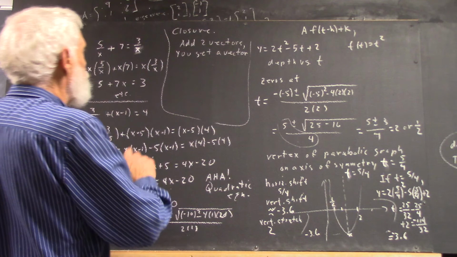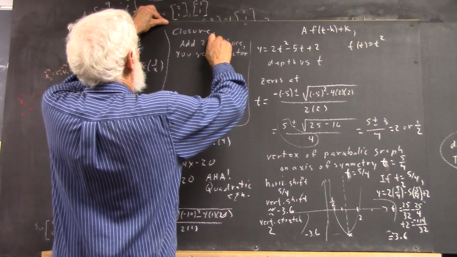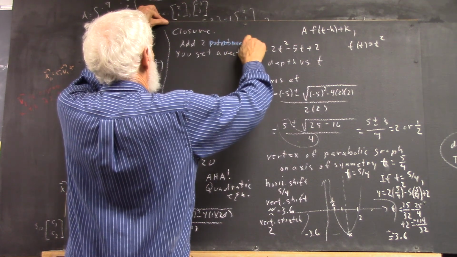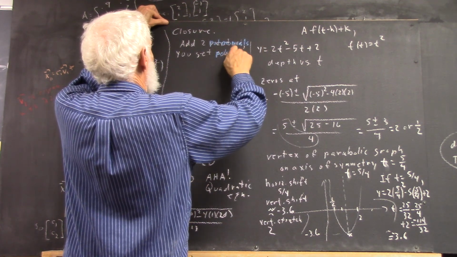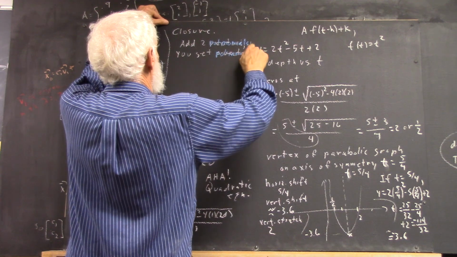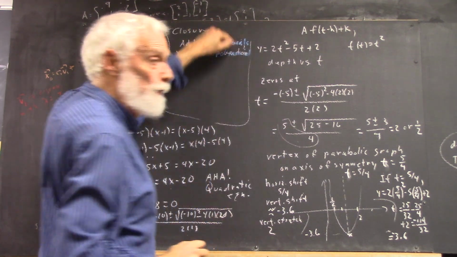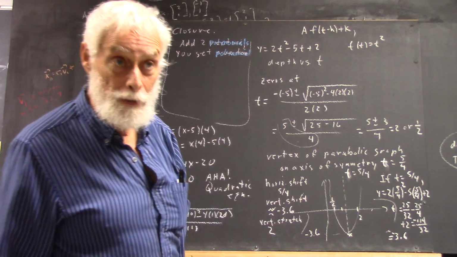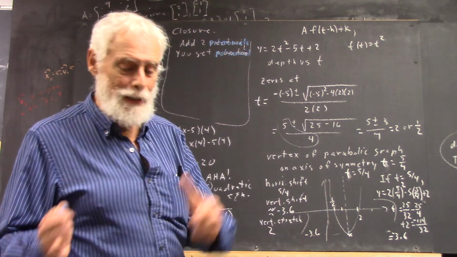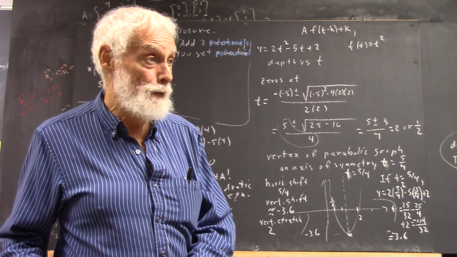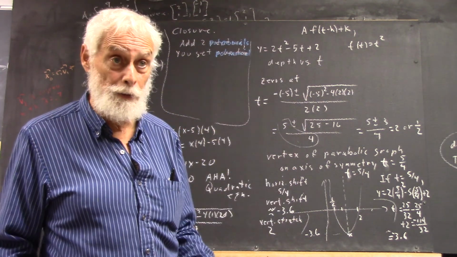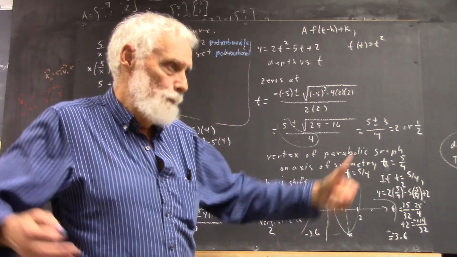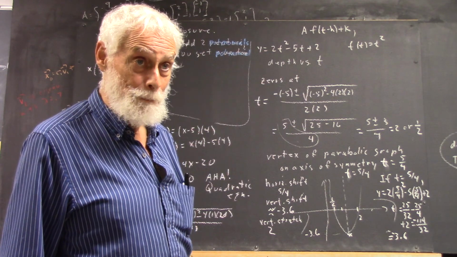Okay? If I change the word vectors to polynomials, you can't read that because it's all messed up, but that's what I'm doing. If you add two polynomials, you get a polynomial. Sum of multiples of powers of x, for example. Well, add sum of multiples of powers of x, non-negative powers, right? No negative powers in a polynomial, to another sum of multiples, you get one, okay?